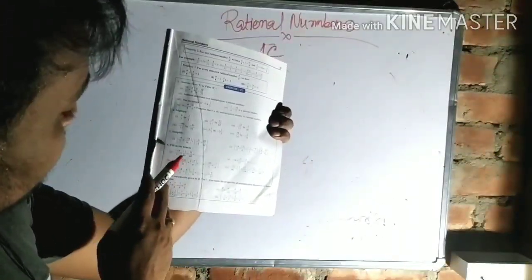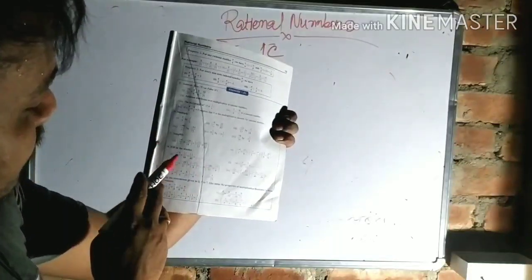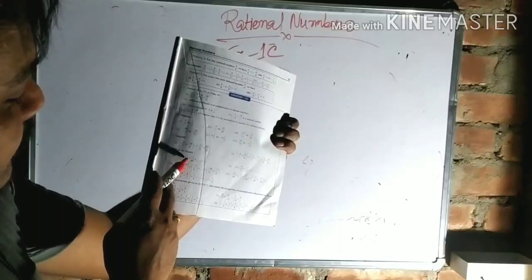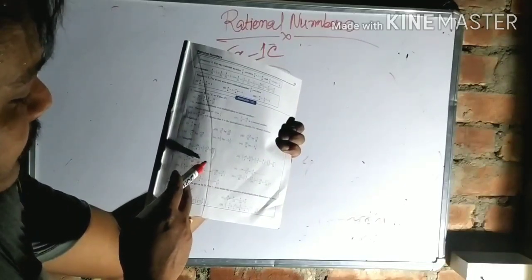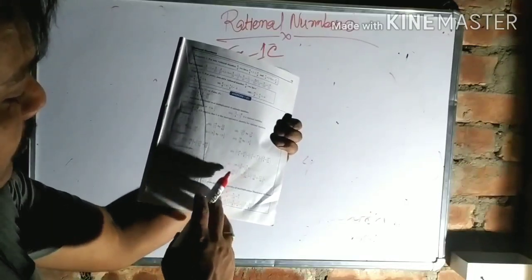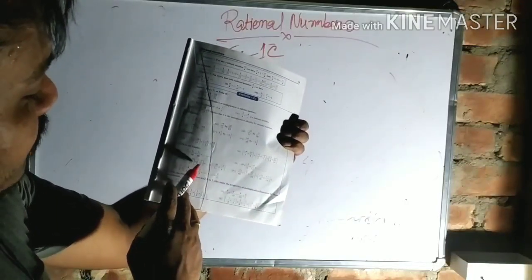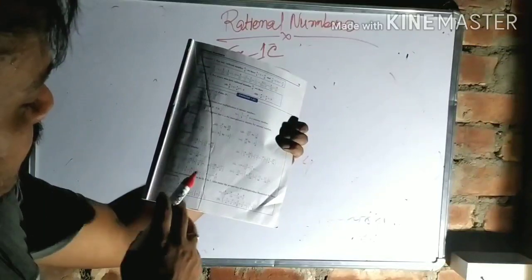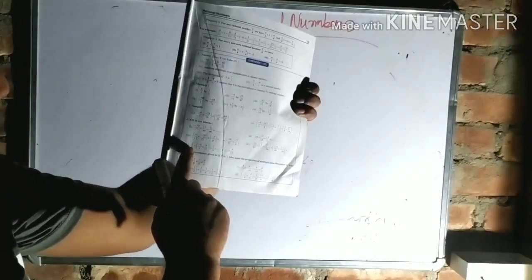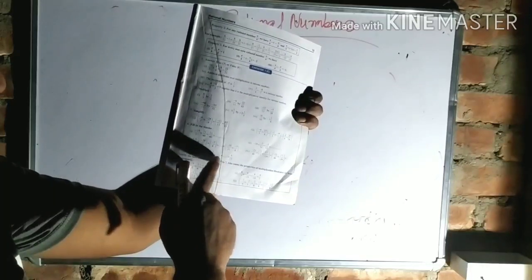Number 4 question. What is the result? Commutative property: first number into second number equals second number into first number. Okay, so here minus 1. This one also commutative property. This one associative property. This one distributive property. So distributive property: first multiply this value with the first. So what is the result here?